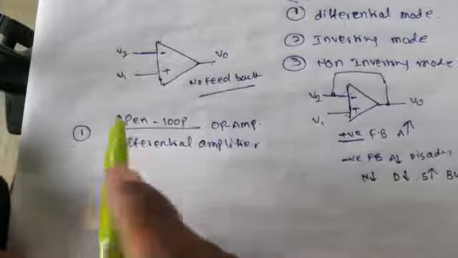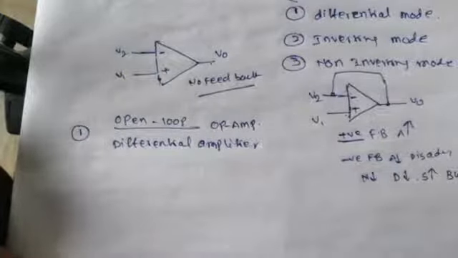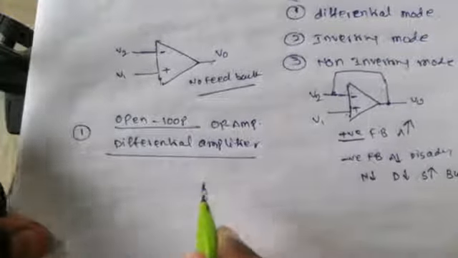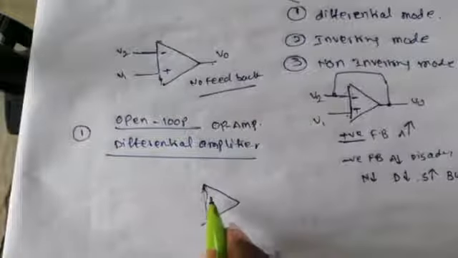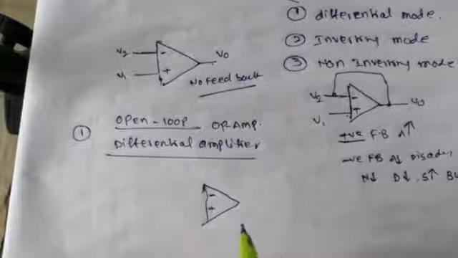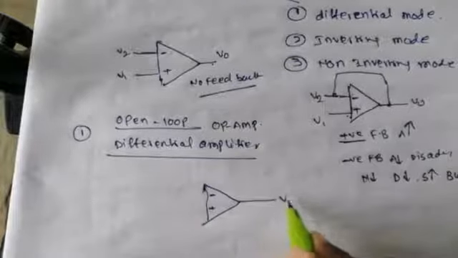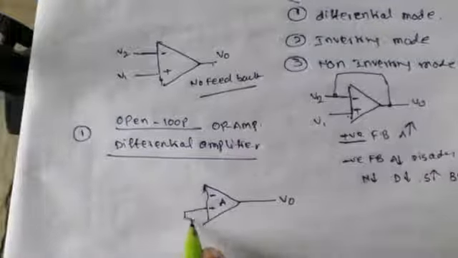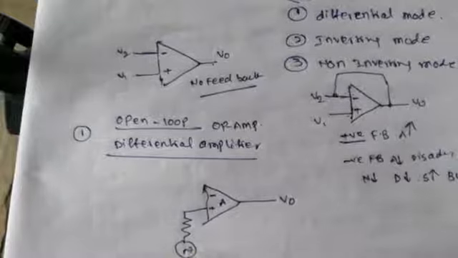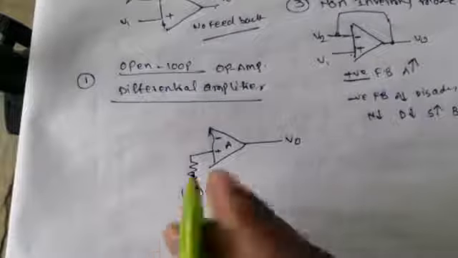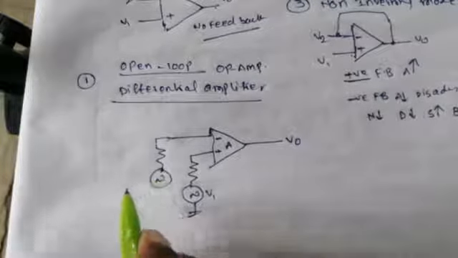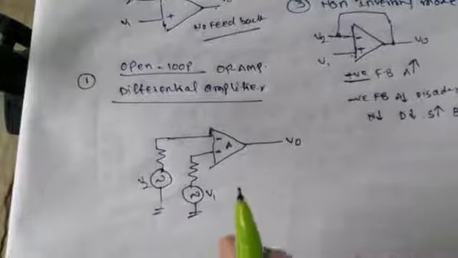Differential amplifier means we give input voltages to the two input terminals. The difference between these two will be amplified at the output. Consider the operational amplifier: it has one inverting terminal, another non-inverting terminal, and the output voltage V0. It has gain A. The non-inverting terminal has some input voltage, represented as V1, and the inverting terminal also has some input voltage, which we represent as V2, with respect to ground.